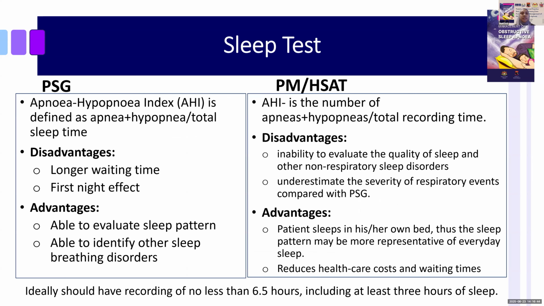So what are the advantages and disadvantages of full PSG, which is level 1, or portable monitor, which is PM, or HSAT, home sleep apnea test, or the one that we refer to as level 3 sleep study? In a full PSG, the apnea-hypopnea index is defined as apnea-hypopnea per total sleep time, whereas in the home sleep apnea test, AHI is the number of apneas and hypopneas over total recording time, because we cannot measure whether the patient is asleep or awake because there's no EEG measured in this home sleep apnea test.